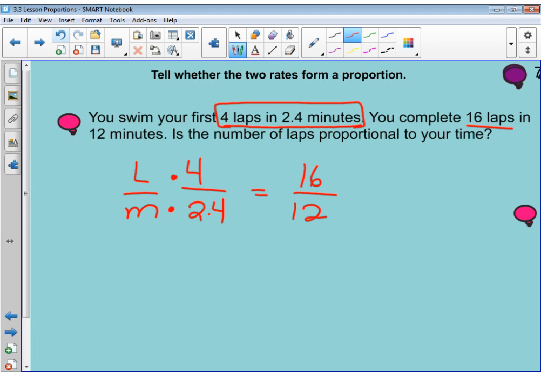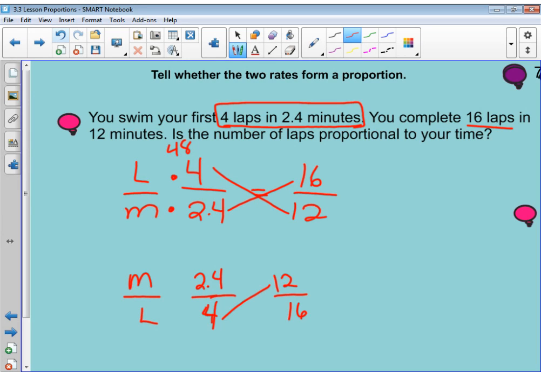If you had them flipped over because you wanted to do minutes per lap, I'll flip it over, and we should get the same answer either way. So in my first scenario, it was 2.4 minutes per 4 laps. And then, whoops, I better leave that off because I didn't put my label in the first one. And then in the second situation, it was 12 minutes for 16 laps. So either way, you're still cross multiplying the same numbers.